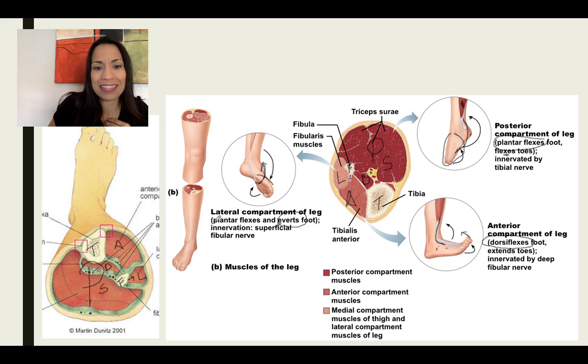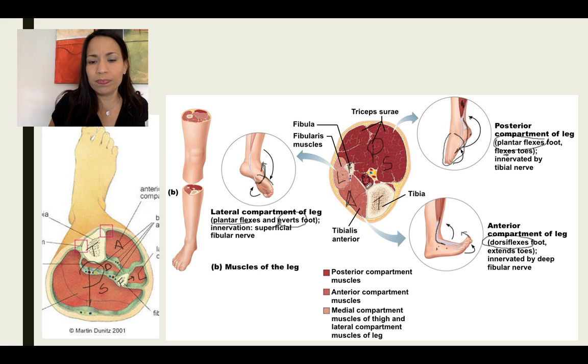They also plantar flex the foot. So as you can see, all the muscles on the posterior and lateral compartment can plantar flex the foot. The only ones that dorsiflex are in the anterior compartment. Extension of the toes: anterior compartment. Flexion of the toes: posterior compartment. Eversion is in the lateral compartment. Inversion is in both anterior and posterior. We will see that later.